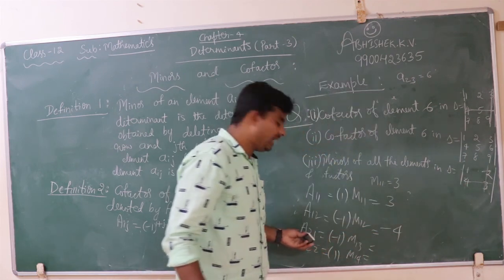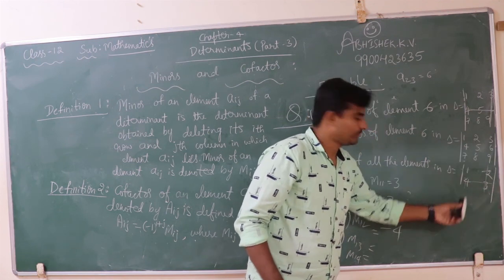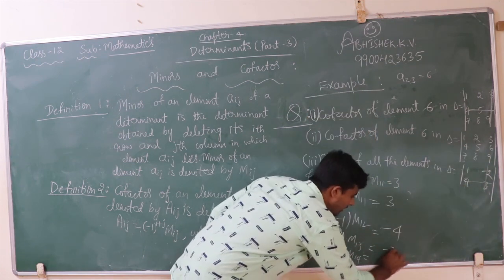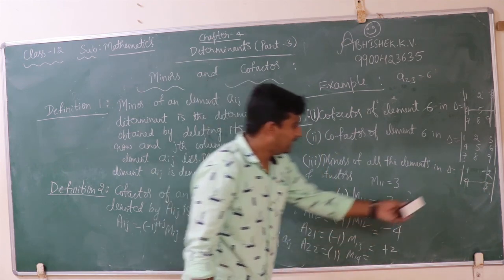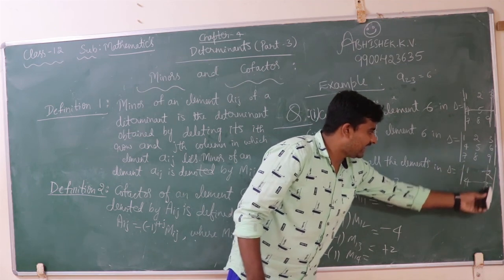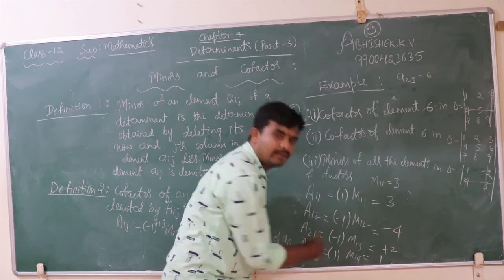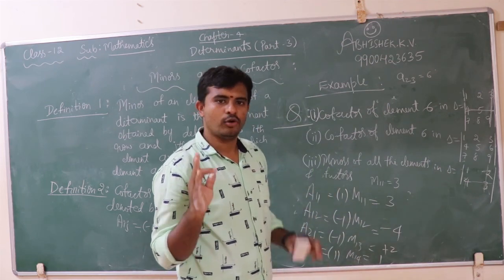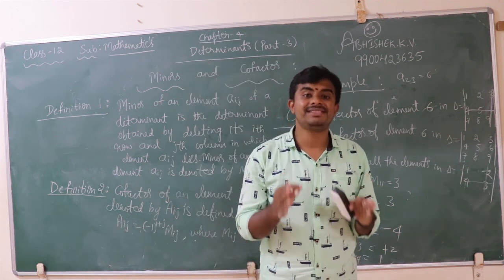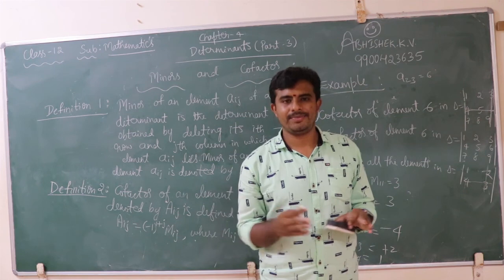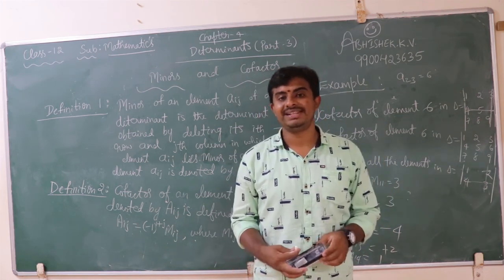Then A21, second row, first column, is minus 2, multiplied by minus 1, minus times minus gives plus. Then deleting the second row and second column, second row, second column, it is plus 1. Plus into plus 1 is plus 1. Is it clear? I hope you are writing. This is the difference between minor and cofactor. It is a very basic tool to learn the upcoming subtopics: adjoint, invertibility and systems of linear equations.